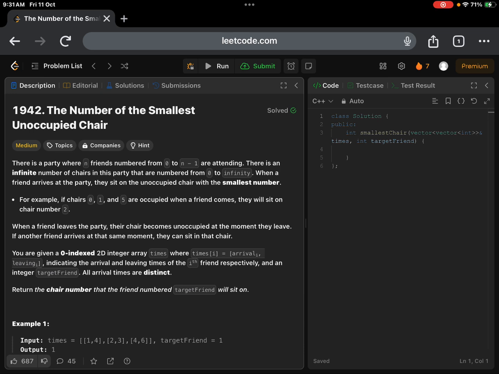So we are given an array times which will contain the arrival time and leaving time. We will have a target friend, and it is made sure that the arrival times are always distinct, and we have to return the chair number that the target friend will sit on. So we have to return the number of the chair on which he will be sitting. I will give you a quick example.